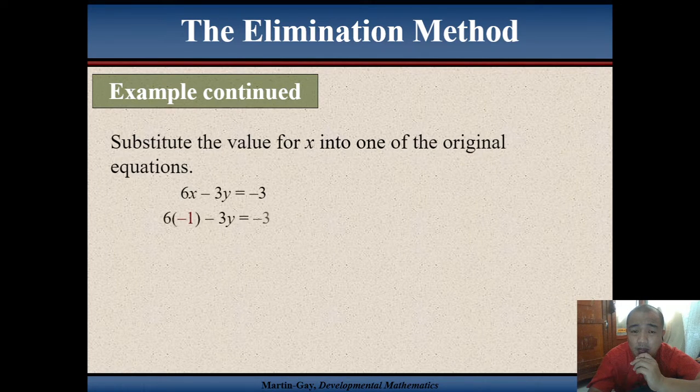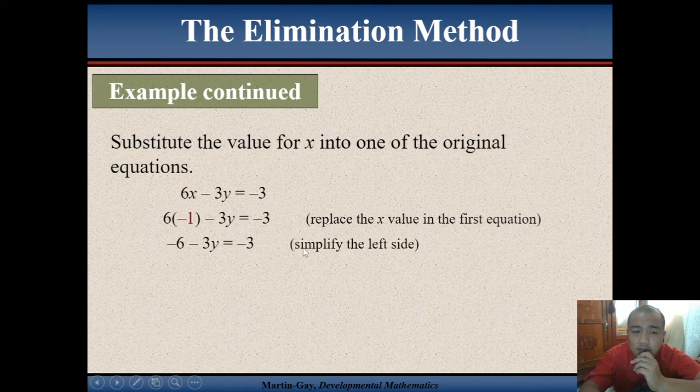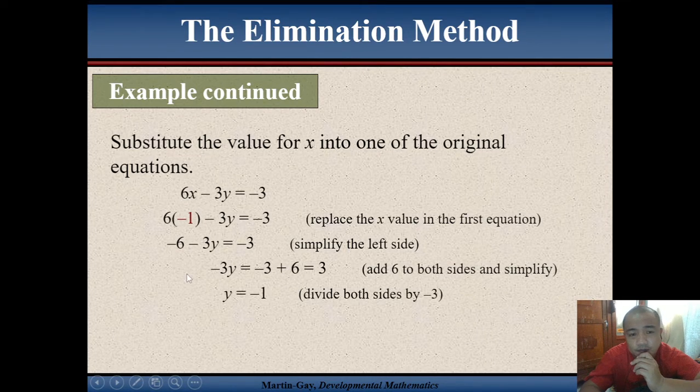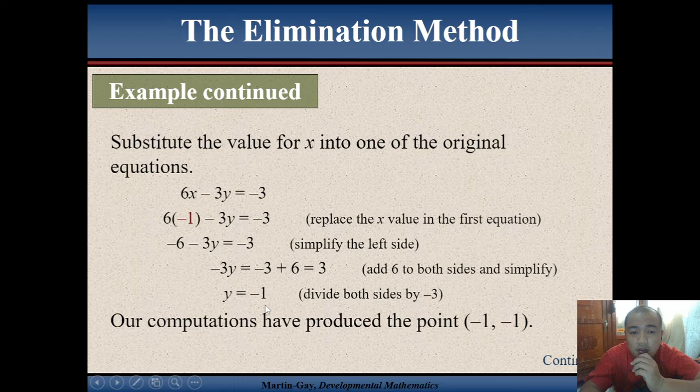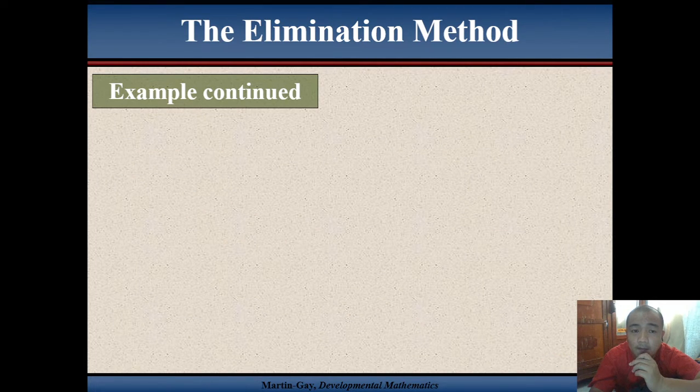Substitute the value of x into one of the original equations. You can choose either of the two original equations. So I choose 6x minus 3y equals negative 3. 6 times negative 1 minus 3y equals negative 3. Negative 6 minus 3y equals negative 3. Negative 3y equals negative 3 plus 6, or 3, yes. Negative 3y equals 3. Divide both sides by negative 3, y equals negative 1. So our computations have produced the point negative 1, negative 1.